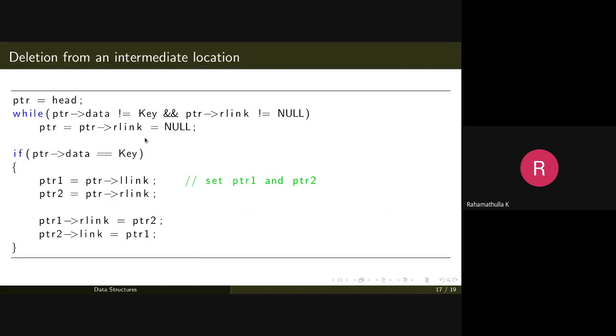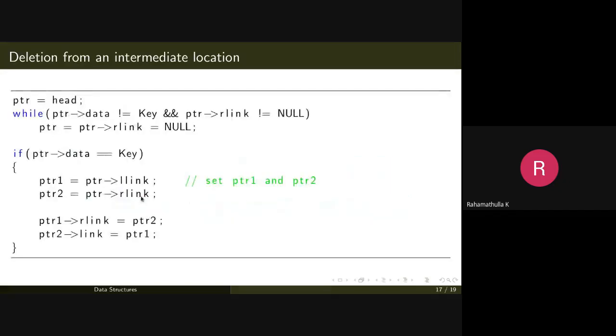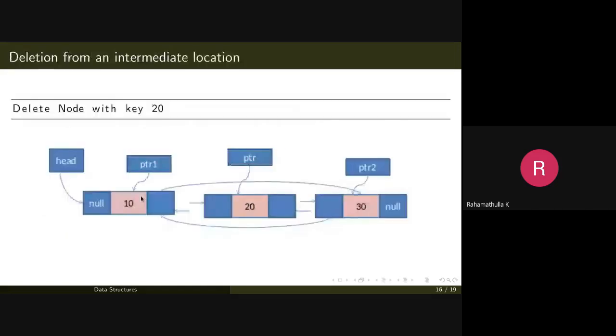Now, sorry, there is some mistake here. So PTR equal to PTR pointer R link. So here you are basically traversing through the list. PTR equal to PTR pointer R link. Then you go to the next node, you check this, and once you reach this condition equal to key, then you set these pointers. So PTR1 is the PTR pointer L link, that is this node, and PTR2 is the node where the R link is pointing to, that is this node. So you count these two nodes, 1 and 2, PTR1 and PTR2.